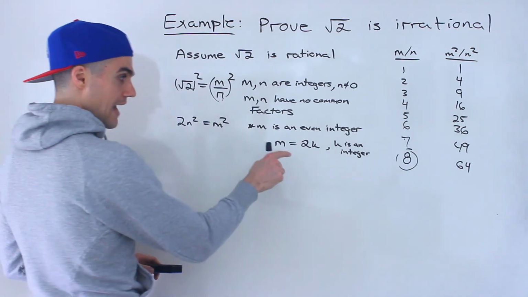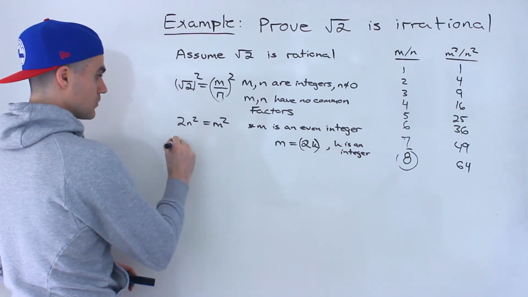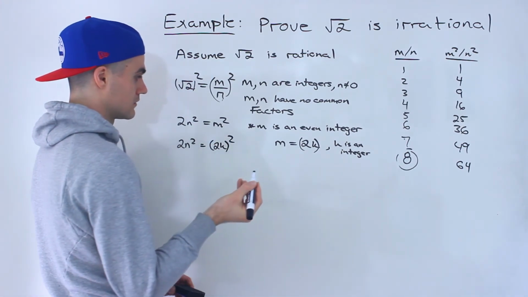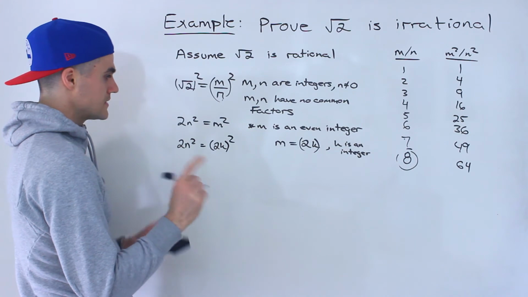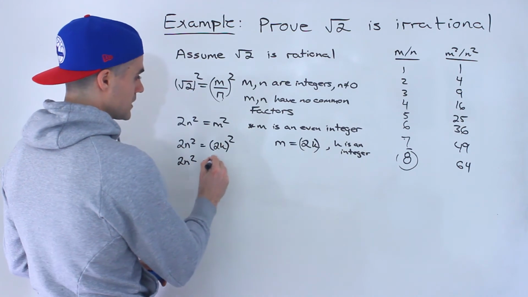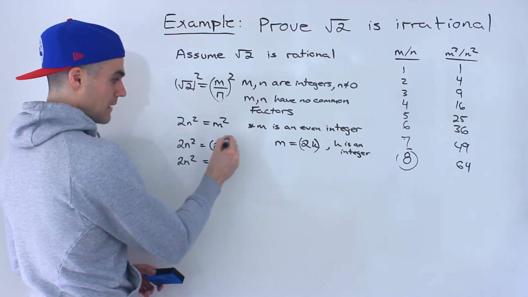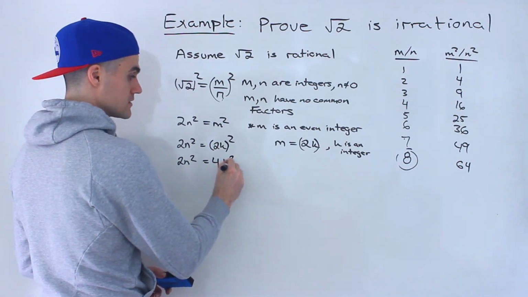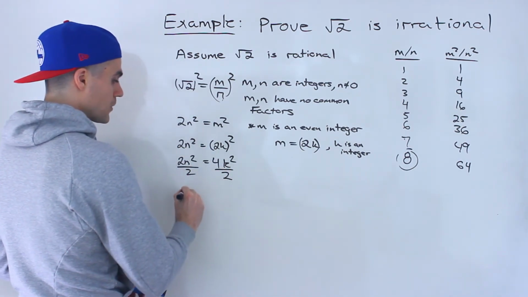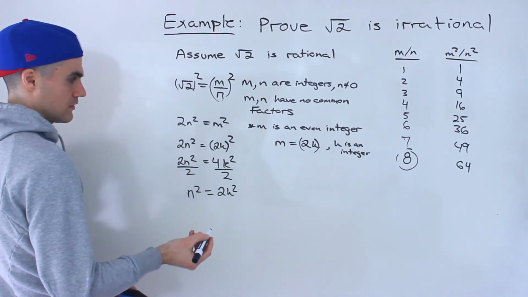And so what we can do then is take this expression and plug it in here. So what we'll have is 2n squared equals 2k squared, like that. And this is interesting because if we simplify this, notice the 2 is multiplying and then we have an exponent. So we could take the 2 to the power 2, which would be 4, and then k to the power of 2. Then we can divide both sides by 2, and we would end up with n squared equals 2k squared, like that.